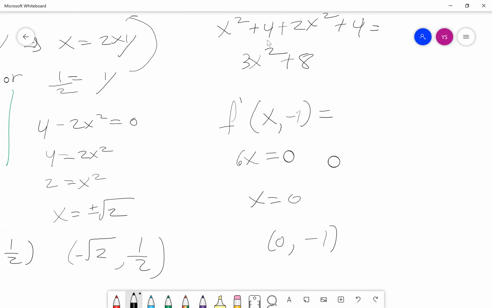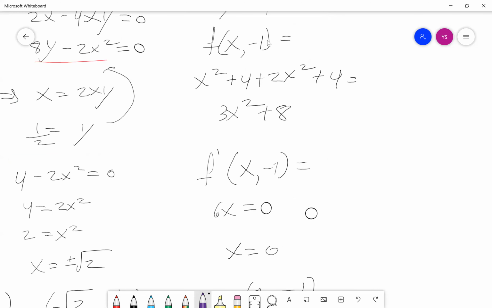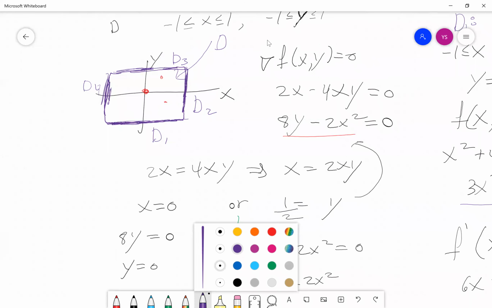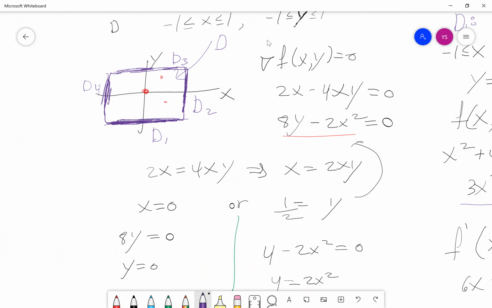So we're doing what you do in Calc 1 when you want to find critical points of a one-dimensional function. This is a function only in terms of x. It tells you how your original function looks on this line, right? So your y is fixed and it varies in terms of x. We want to find the critical points of that function.